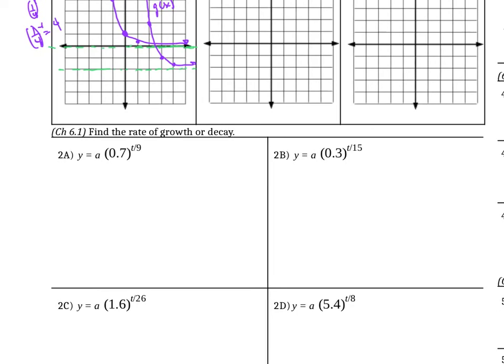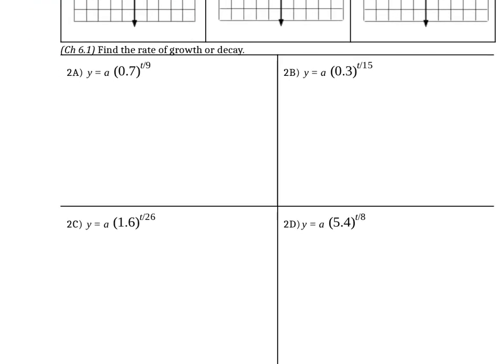So let's try to find the rate of growth or decay. On this one, we need to decide whether it's growth or decay. If it's growth, that's going to be y equals a times 1 plus r raised to the t. For decay, that's going to be y equals a times 1 minus r raised to the t. You know it's growth when that b value is greater than 1. Looking at all of these choices, which ones are greater than 1 inside for our b value? We see that our growth ones are going to be these two, so we know we're going to use this equation. The other ones are less than 1, so those are decay.